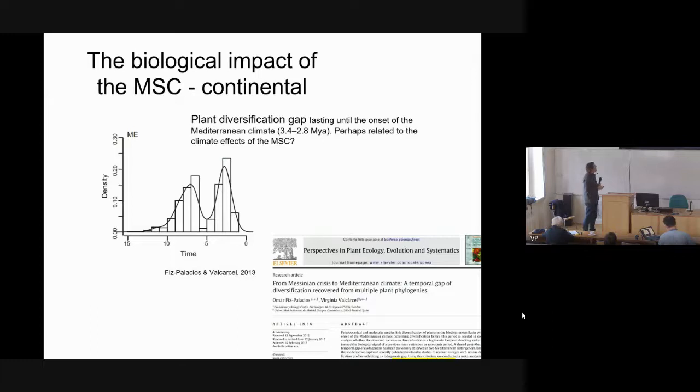As for the biological impact, I will show these three. First, this gap in the plant diversification that starts exactly around 5 to 6 million years ago, and that has an impact on the diversification of plants around the Mediterranean that lasts until the beginning of the Mediterranean climate, the formation of the present-day Mediterranean climate.